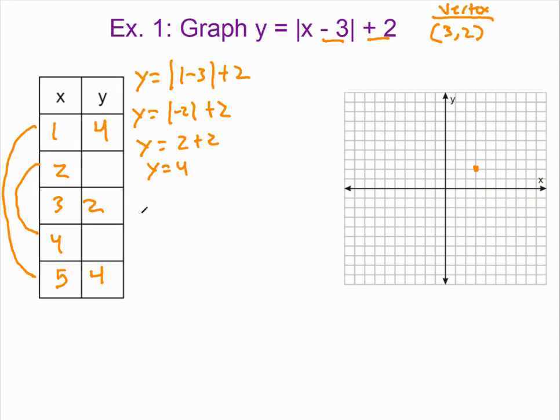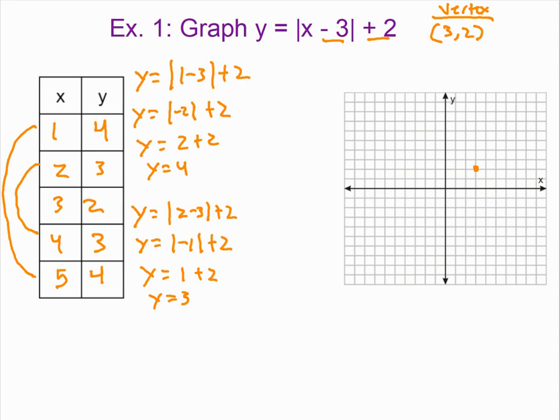I'm going to do the same thing for 2 now. So absolute value of 2 minus 3, plus 2. Absolute value of 2 minus 3 is negative 1. Absolute value of negative 1 is 1. 1 plus 2 is 3. So both 2 and 4 have y values of 3.